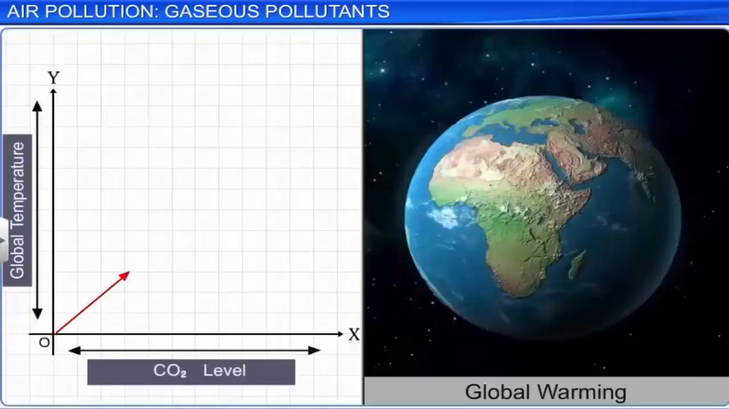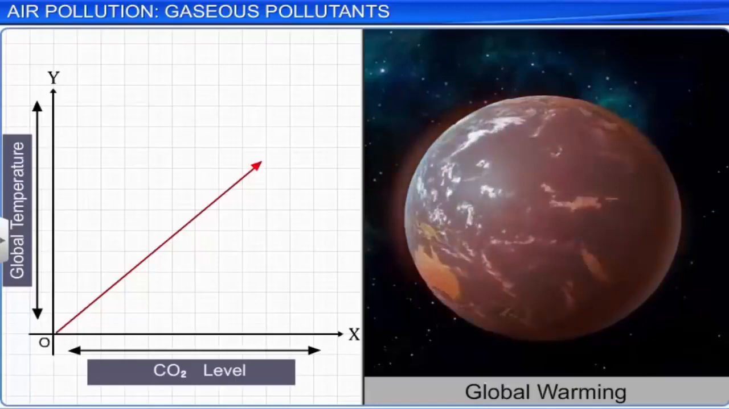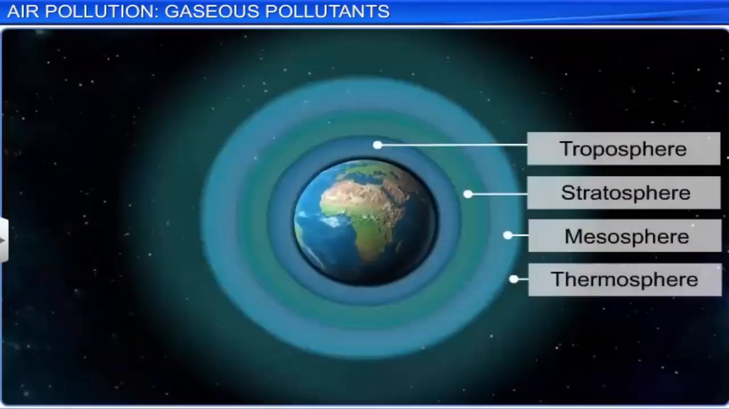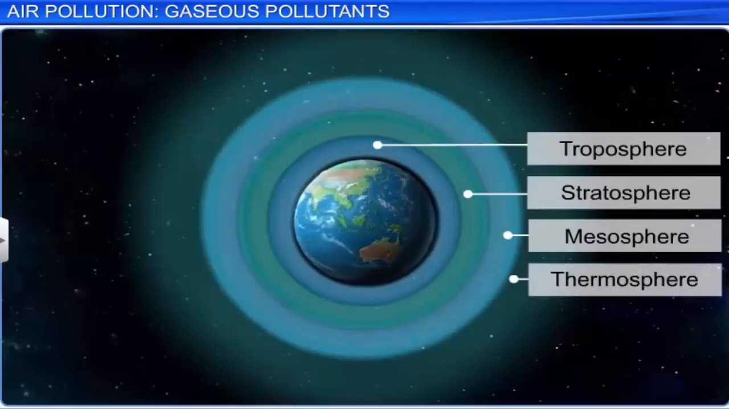An increase in carbon dioxide leads to an increase in the average global temperature. This is known as global warming. Let's understand how. Our Earth is covered with a multi-layered ball of air called the atmosphere.